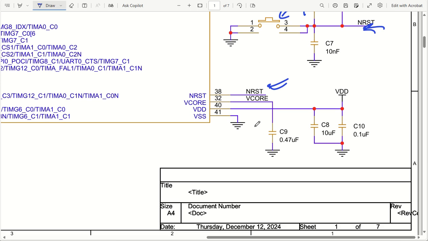Got it? And then coming back to decoupling capacitors and all, this is the power supply pin, which is VDD. A single pin is there in this microcontroller. What you have to do is decouple with a 10 microfarad capacitor and a 0.1 microfarad capacitor. All right.